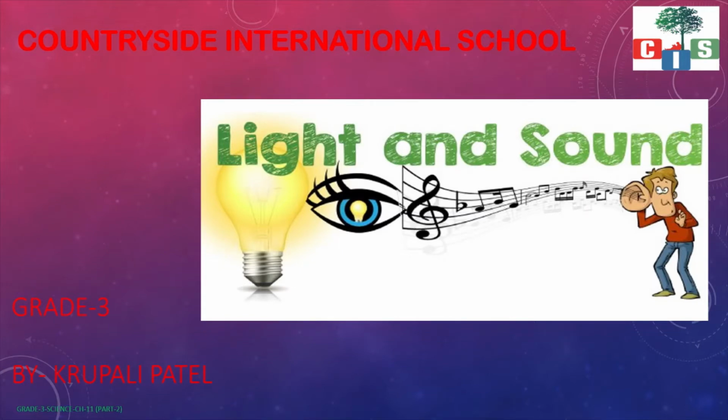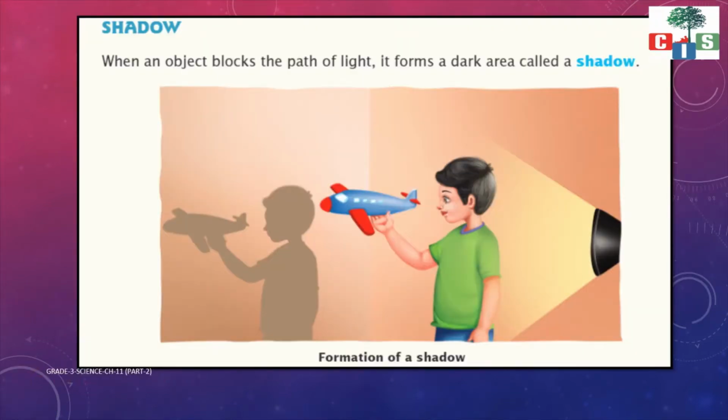Yes, so now we are back in our science lecture and we are doing a very interesting chapter which is light and sound. In the previous lecture we have seen some luminous objects and some non-luminous objects. Luminous objects are those objects which give us light and non-luminous objects are those objects which do not produce light. Okay, so now let us move further in this chapter and now we are going to study about shadow.